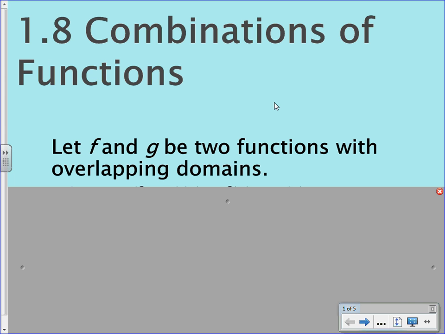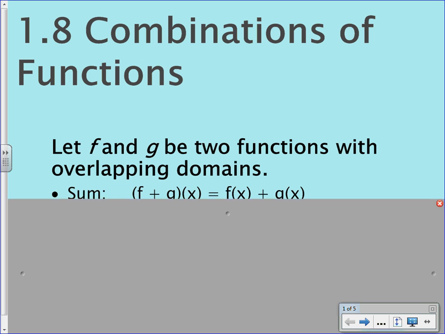Typically we're not going to have too much of a problem. We're going to work a lot with polynomials. We'll see a couple like square root functions or rational functions, but a majority of the functions that we will combine are polynomials. So if we want to combine functions that have overlapping domains, we can add them together. The biggest thing here, I want you to look at the notation. This f plus g of x just means take f and add it to g.